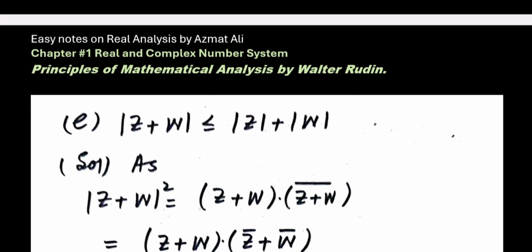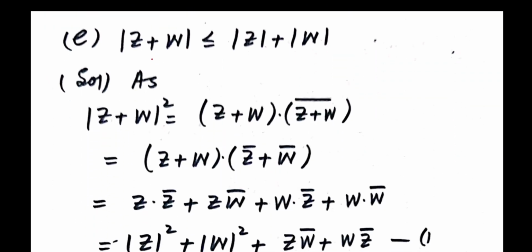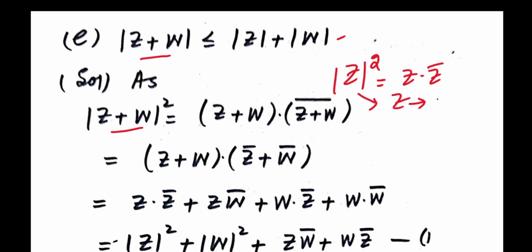Next one, last property: the absolute value of z plus w is always less than or equal to the sum of their absolute values. By definition, we know that the square of the absolute value of z plus w can be written as z plus w into z plus w conjugate. As you know, the square of z modulus is equal to z into z conjugate. So in this property, we replace z by z plus w. We have this equation.